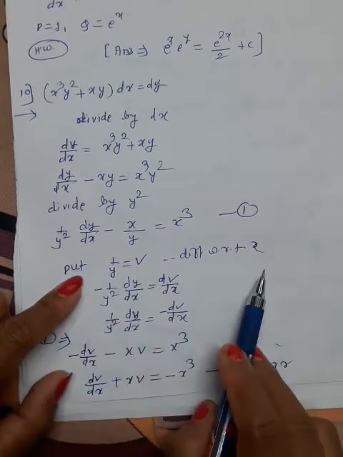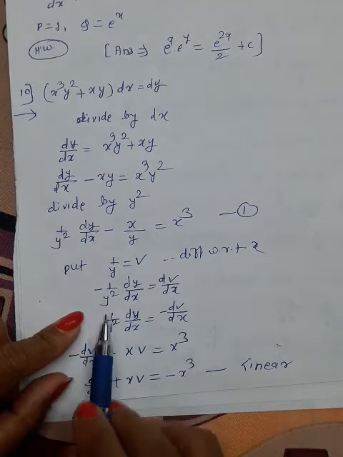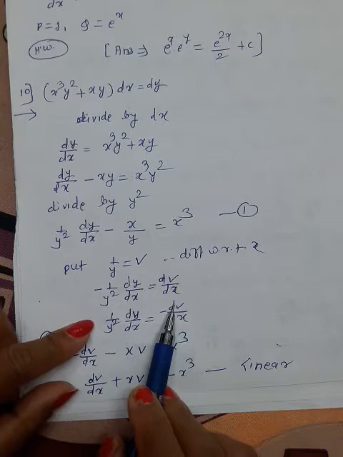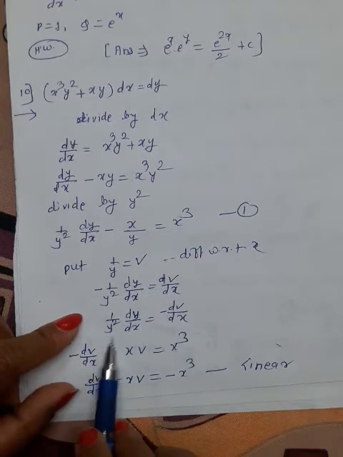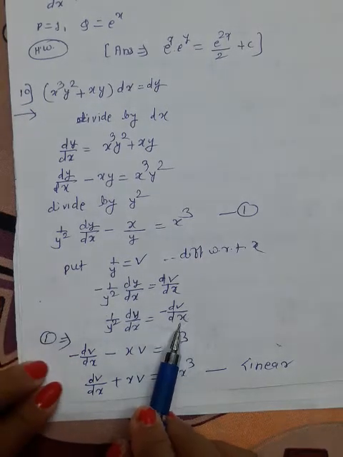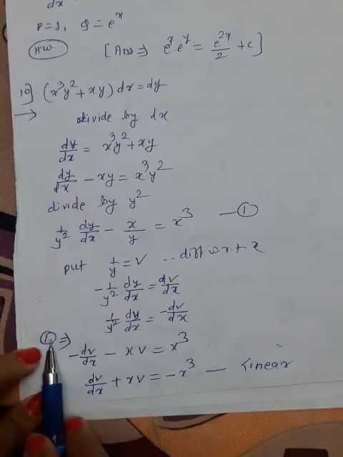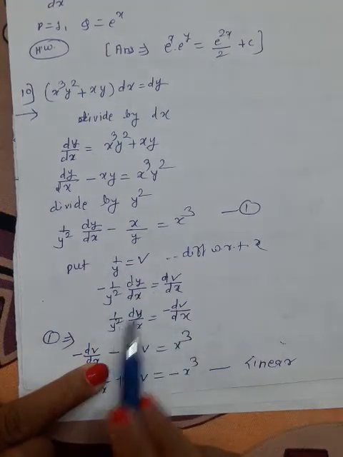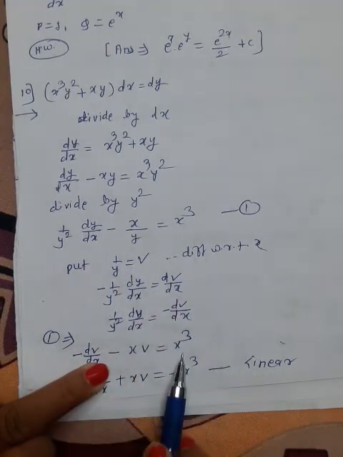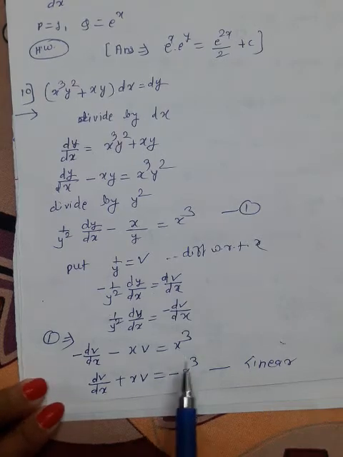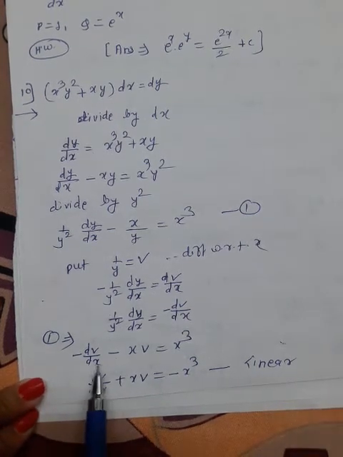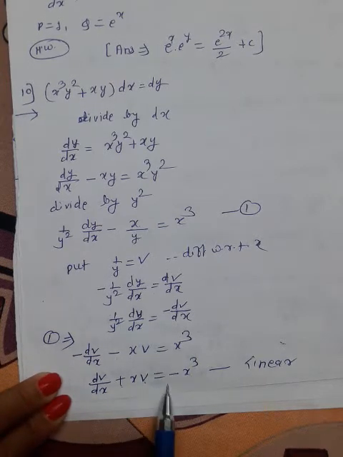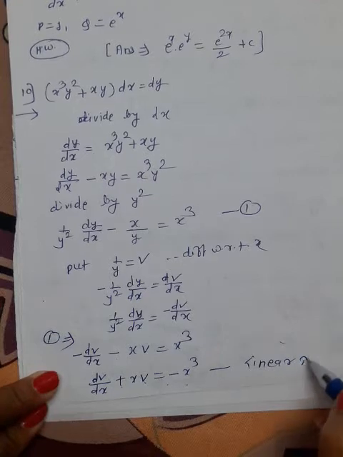Differentiate with respect to x. What do we get? The derivative of 1 upon y is minus 1 by y square into dy by dx is equal to dv by dx. Now take minus to the other side, we get 1 upon y square dy by dx is equal to minus dv by dx. Put these values in this equation. Equation number 1 becomes minus dv by dx minus x as it is, 1 by y becomes v, is equal to the RHS as it is, x cube. Multiply throughout by minus to make this coefficient 1. Therefore, it becomes dv by dx plus xv is equal to minus x cube, which is a linear differential equation.